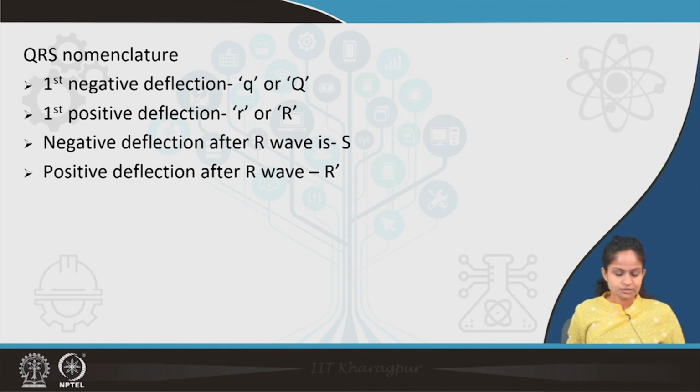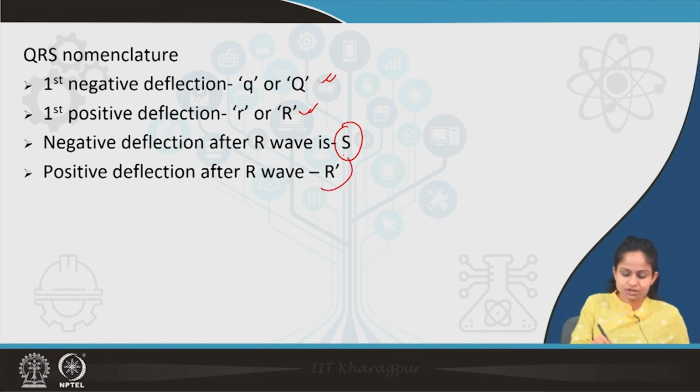That is why so many cameras and so many leads are required to view the electrical activity of the heart. As per the QRS nomenclature, we must remember the first negative deflection which occurs after the P wave is the Q wave. It can be small q or large Q, depending on the amplitude of the deflection. If the amplitude of the wave is less than 3 small squares, generally we refer to it with the smaller alphabetical letter. Then the first positive deflection is the R wave. It can be small r or large R, depending on the amplitude. The negative deflection after the R wave is the S wave. The positive deflection after the R wave is R prime.